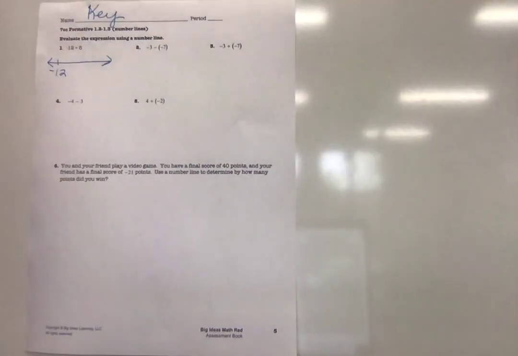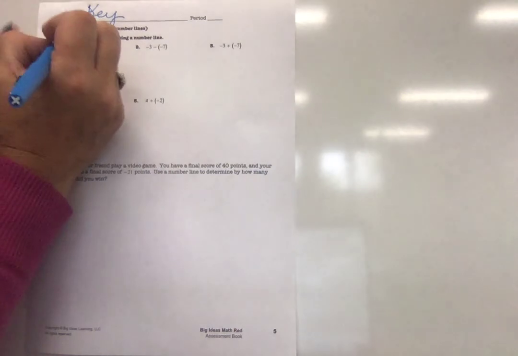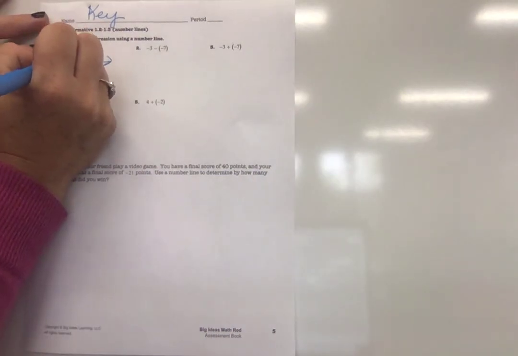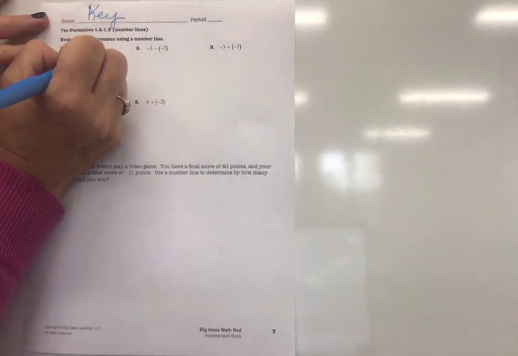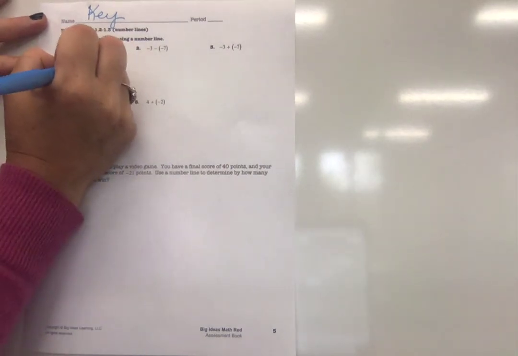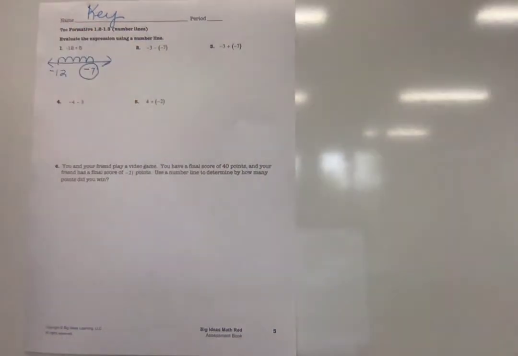And it is asking us to add 5, which means we're going to go to the right 5. 1, 2, 3, 4, 5. That puts us at negative 7.